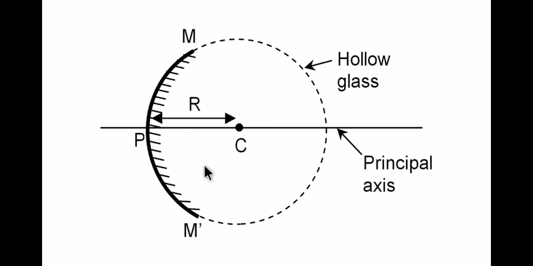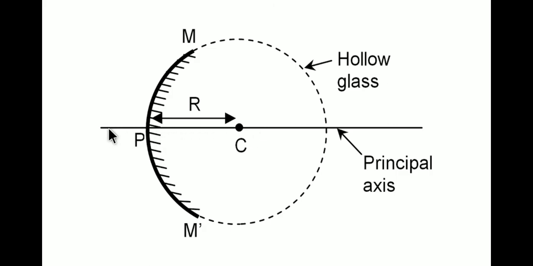So let's say this is the sphere, and this is the center of the sphere. Then this mirror has been taken out of that sphere. Now the sphere is not part of that mirror anymore, but still the center will be somewhere over here. This center is called the center of curvature for this mirror. So this C represents the center of curvature. This R represents the radius of curvature of the mirror.